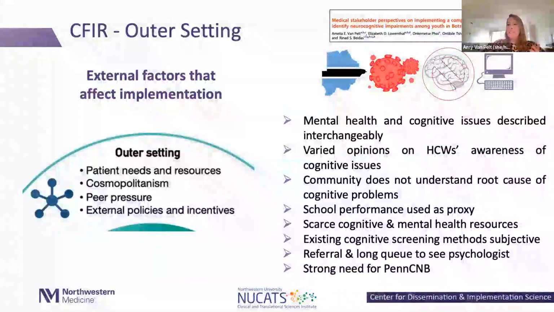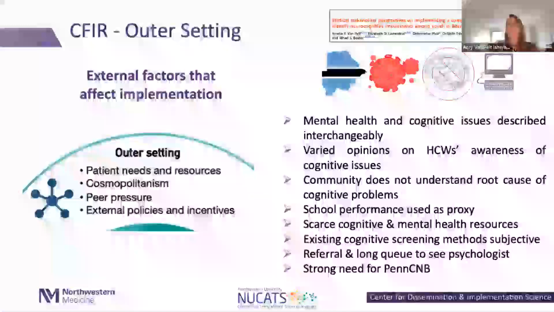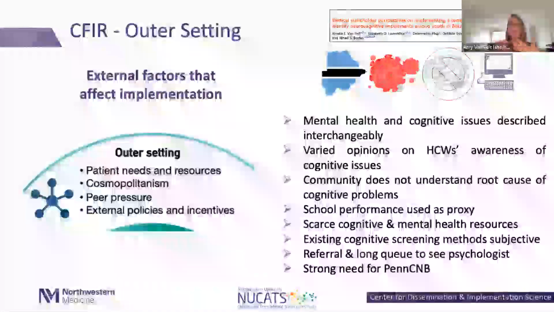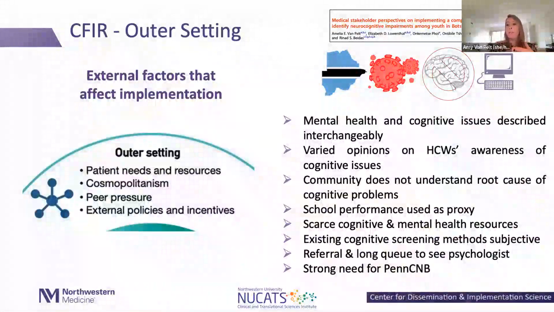For the sake of time, I'm going to just highlight a couple of the key highlights from this work. So with regard to the outer setting, mental health and cognitive issues were described interchangeably by most of the participants, and we thought that was perhaps due to a lack of a unifying definition of cognitive impairment in this setting. Opinions on healthcare workers' awareness of cognitive issues varied, but really the majority of participants commented that community members do not understand the root cause of mental health and cognitive issues, and instead, these underlying deficits were commonly attributed to behavioral issues like a playful child or labeled with terms describing poor intelligence like stupid.